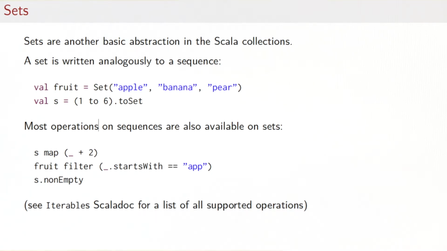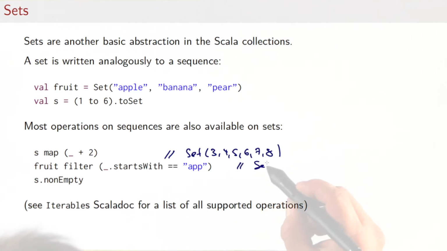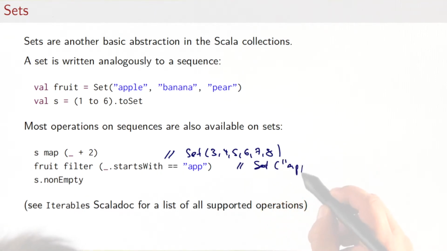Most operations on sequences are also available on sets. So you could write s map (_ + 2), and then you would expect to see a set that goes from 3, 4, 5, 6, 7, 8. Or you could write fruit filter, where the fruit must start with "app". So that would give us a set of just apples. Or you could ask whether a set is non-empty, say. All these operations are shared between sequences and sets.